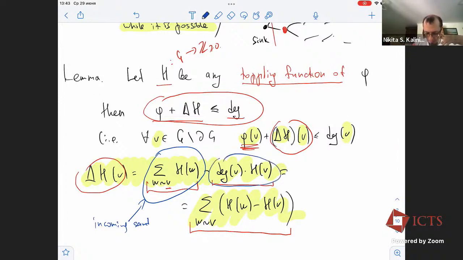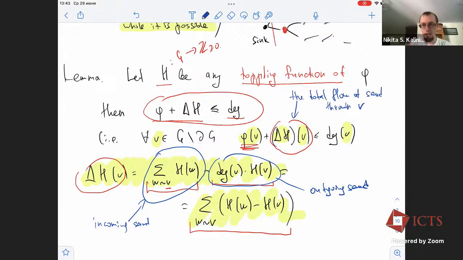And the second summand is just outgoing sand. Each time I perform a toppling at v, I lose degree of v grains from v. So it means that this Laplacian is just the total flow of sand through v. And finally, this inequality means the following. If I have a relaxation which terminates, then at each vertex at the end, I have at most degree of v sand grains. And that's exactly the fact that relaxation terminates, that there are no more vertices with a big amount of sand. So this is the total change of sand at this vertex, and that's the final state, which everywhere is at most degree of v. Is it okay, or are there some questions?